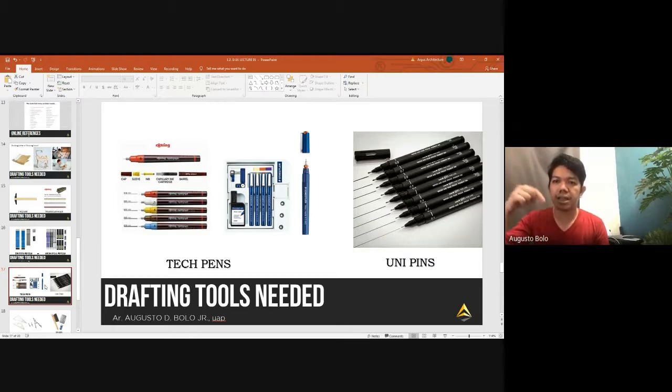Ang ganda din nun sa sketches, especially nasa online class pa naman tayo. Pag face-to-face, I think it's way more recommended to have an experience of using tech pen. Pero since pandemic, online tayo, I am accepting visual outputs na gumagamit ng Unipin. Okay?